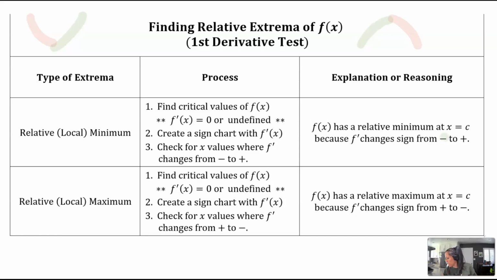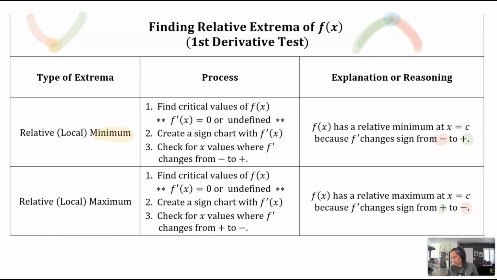So when we go from negative to positive in terms of the slope of our tangent line, of our first derivative, we're going to have a minimum. And if we move from positive to negative, we will have a local maximum. So that's what we're going to be doing.